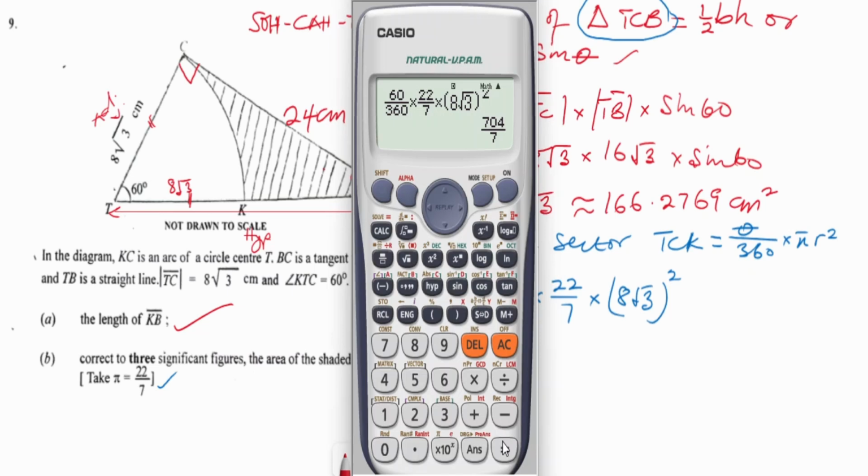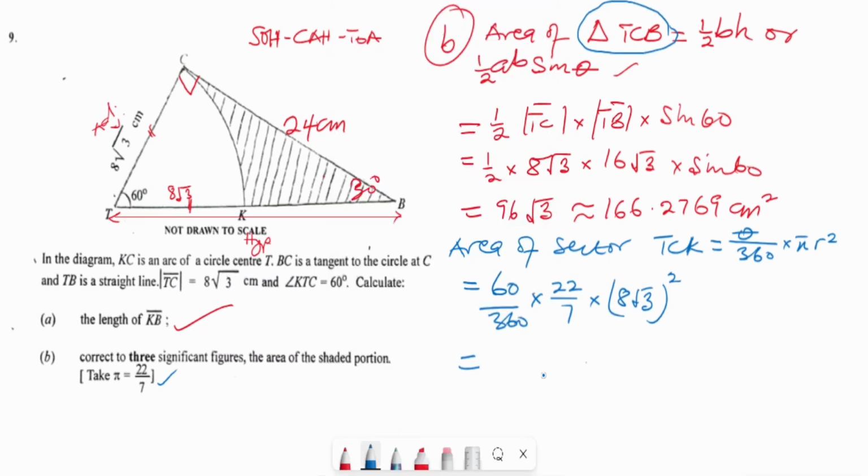704/7. And again, you would like to compare the decimals. So that will give us 100.5714. So let's go ahead and write that. This will be equal to 704/7, which is approximately 100.5714 centimeters squared.